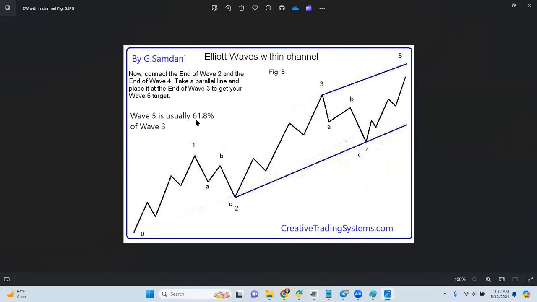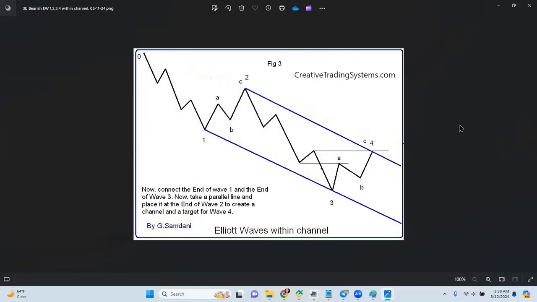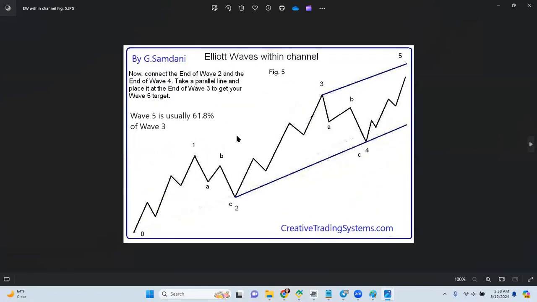Okay, wave 5 is usually 61.8% of wave 3. There should be another chart. Okay, I have it missing. Okay, so you got it. So 61.8%, right? How do we measure that? We measure wave 3 and starting from wave 5 from here, and it should be 61%. Usually, right? It could be more or less sometimes, but ideally, it is 61%.